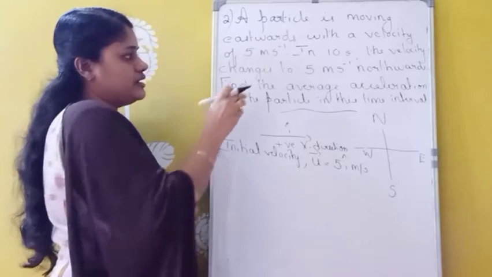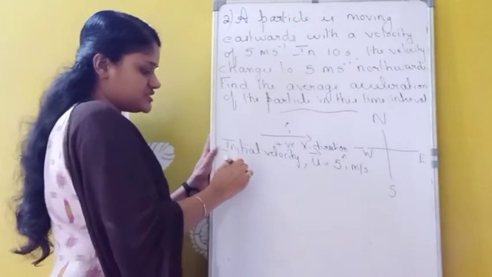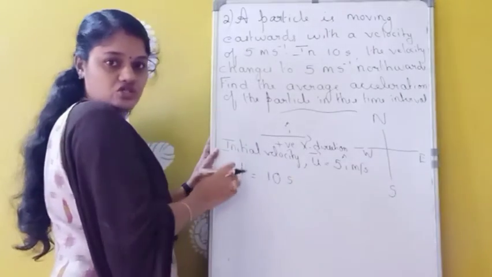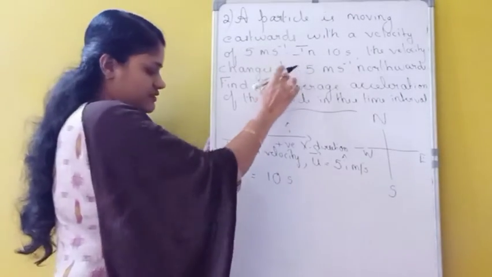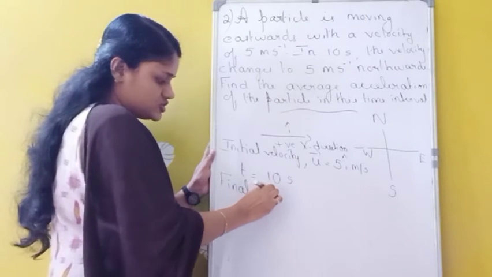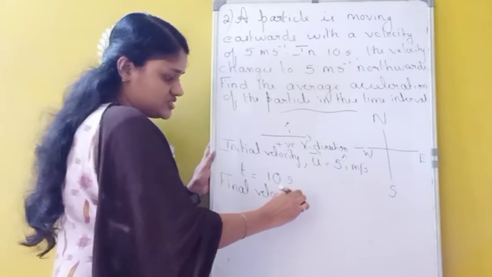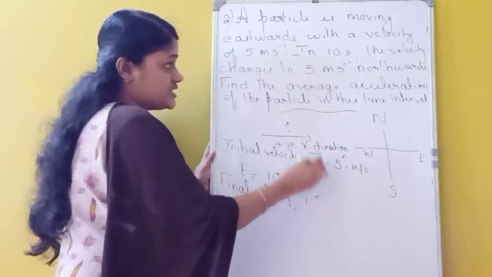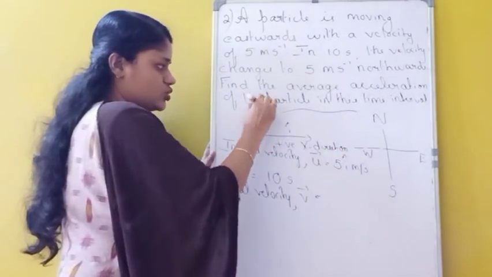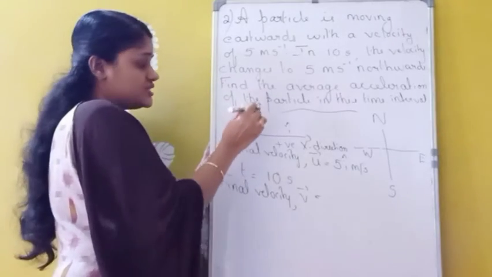Now, after 10 seconds, so the time interval is taken as 10 seconds. After 10 seconds, what is the final velocity? I am taking the final velocity as vector b. The final velocity is given as 5 meter per second northward, that means the positive y direction.